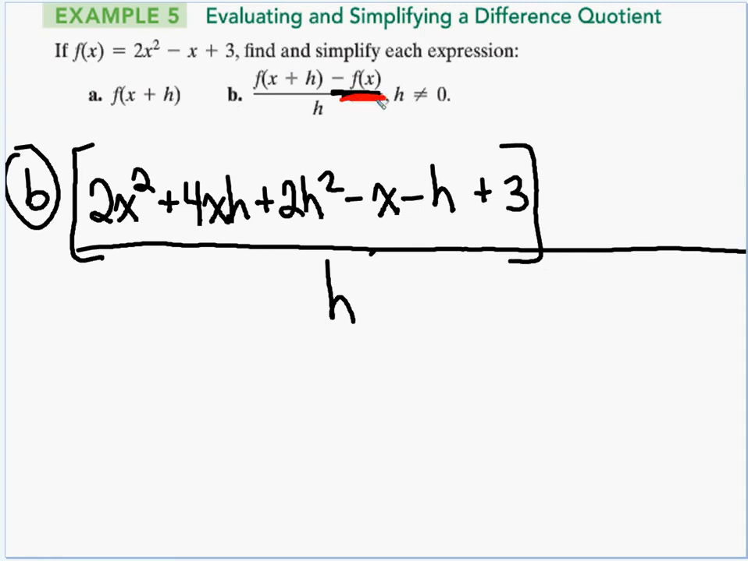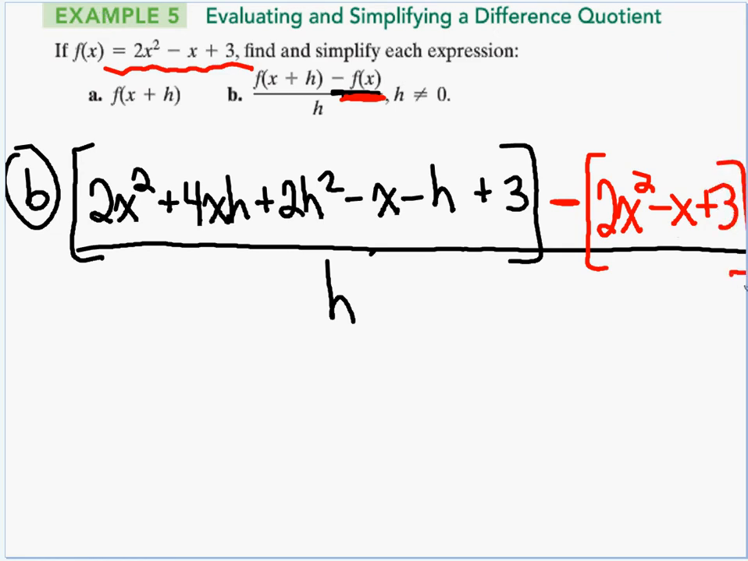So now we just got to do minus f of x. So I'm going to do minus, and we're going to subtract our original function as a quantity. So notice I got some grouping symbols here. I put a bracket. Now I'm just going to put this function in there. 2x squared minus x plus 3. That's a terrible 3. Let me fix it. That's a little better. Okay, so now the only thing we have left to do here is distribute this negative, and then we'll collect up any like terms we can find.